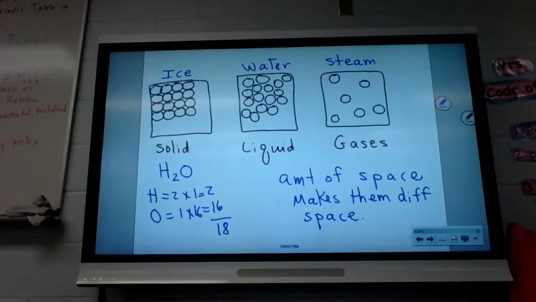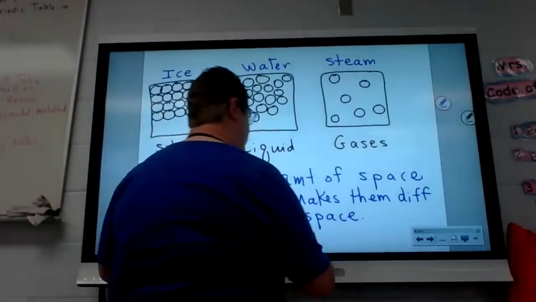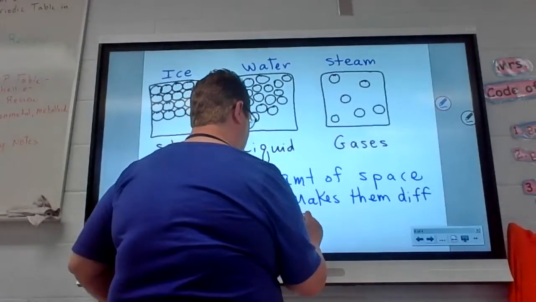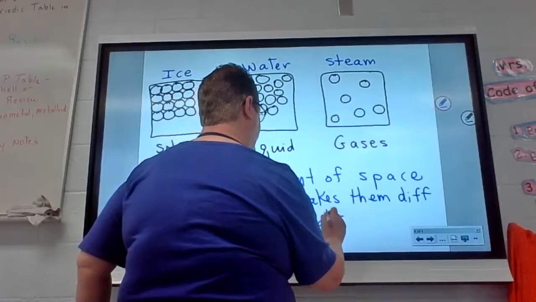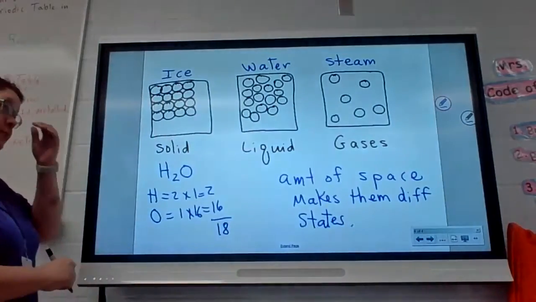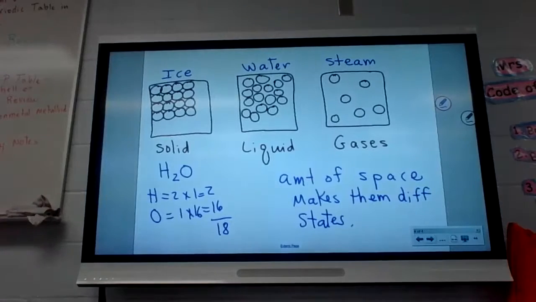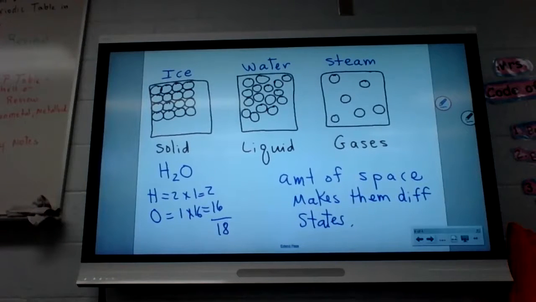But that's how we change states, the amount of space. Is that supposed to say state? Yes, it is. States. Thank you. I said states and wrote space. Silly. Now, what kind of motion they have is what we're getting ready to talk about in a chart. Yep, we're gonna make a chart.